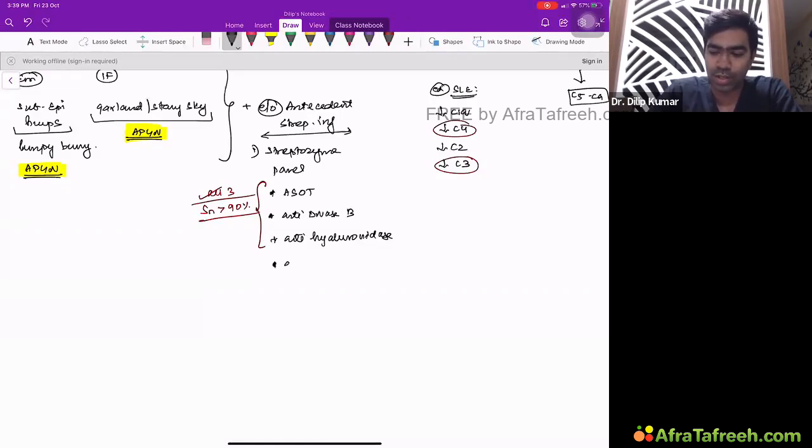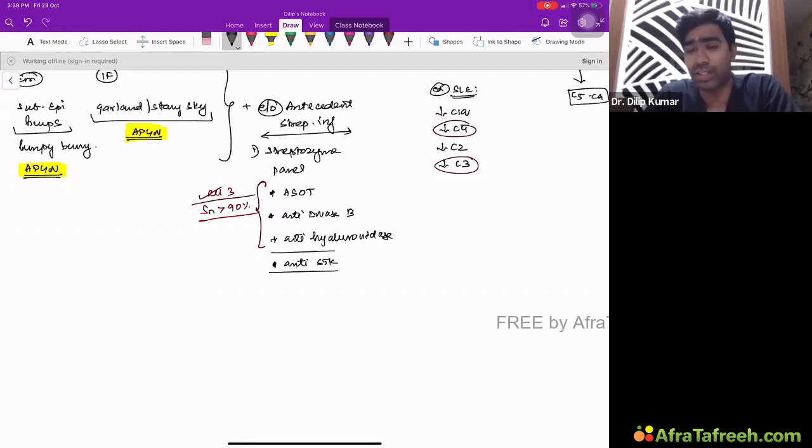But there's another one called anti-streptokinase antibodies also. This is not present in our hospital, but Western countries use anti-streptokinase. If you use anti-streptokinase, the sensitivity becomes almost 93-95%. When you use only the first three, the sensitivity is somewhere around 90-93%. But if you use anti-streptokinase, the sensitivity will be even higher. The more antibodies you include, the better the sensitivity will become.